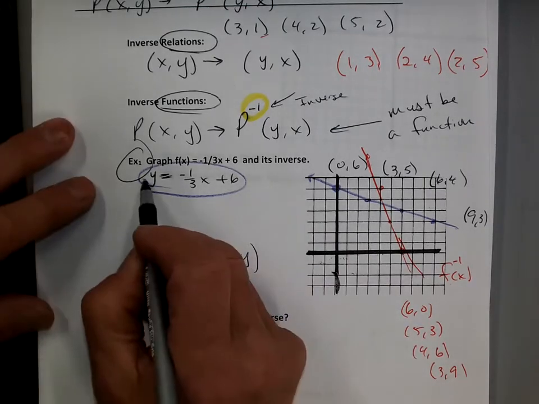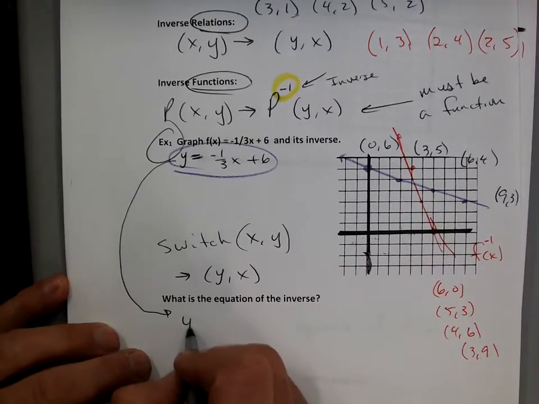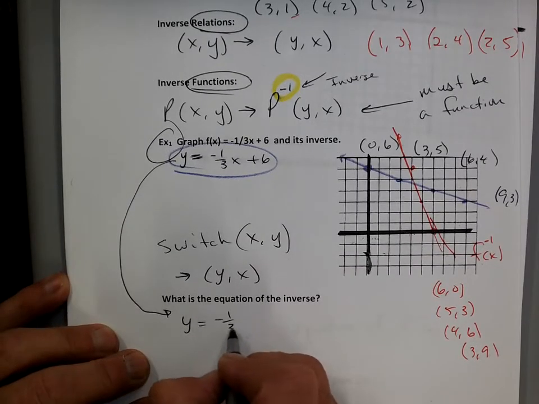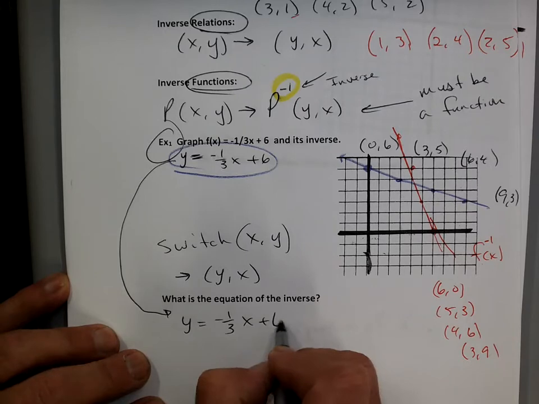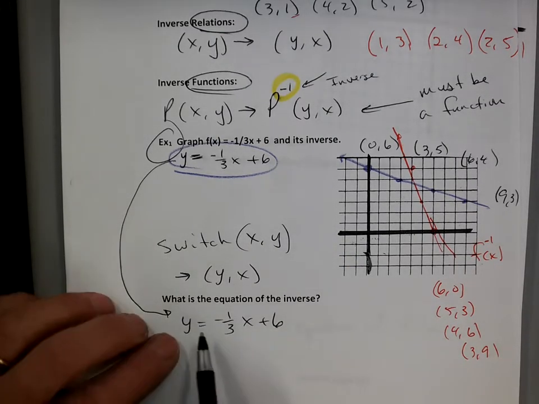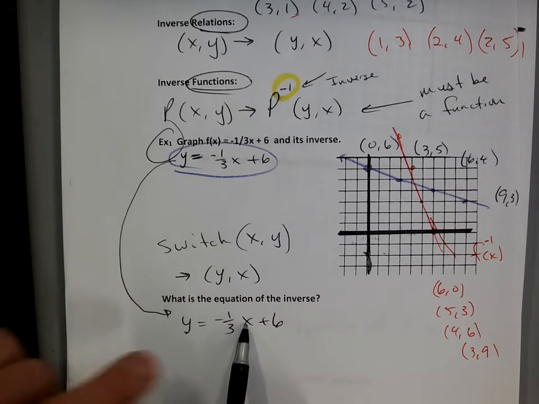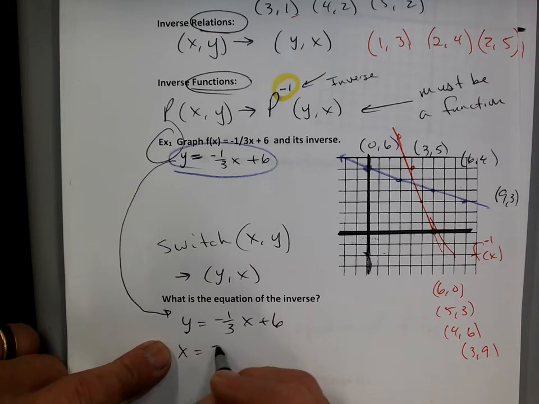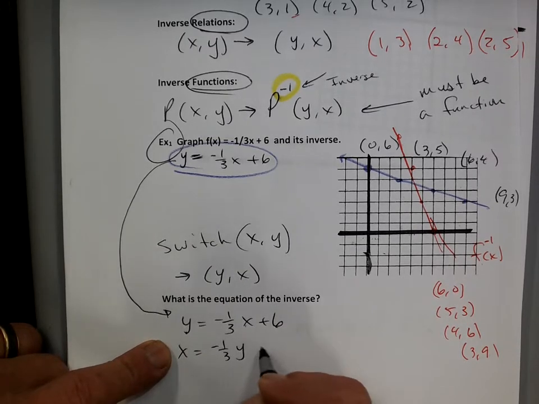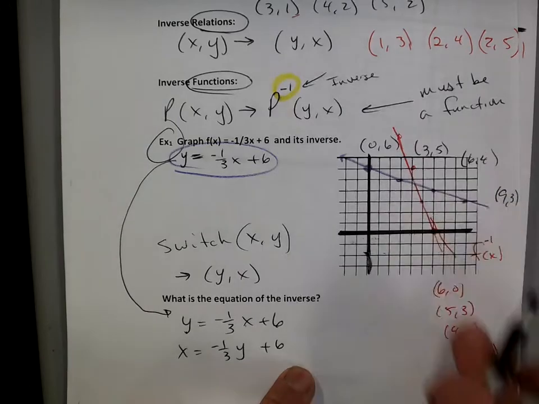So I'm going to take my equation with my regular function, y equals negative 1/3 x plus 6. And if I need the inverse equation, I'm going to switch the values. So I'm going to make y into x and x into y. It's that easy. So I'm going to rewrite this as x equals negative 1/3 y plus 6. Switch them around. Now what I really want to do is solve for y so it has a form of y equals mx plus b so I can graph it.